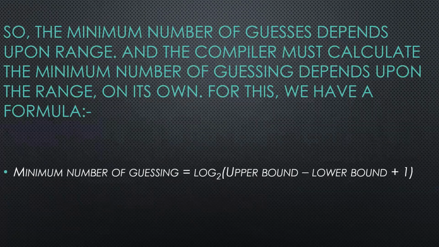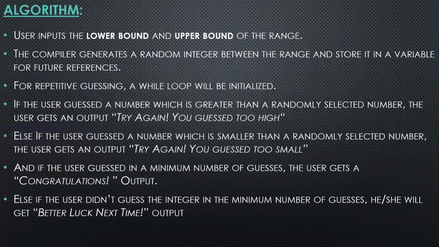So the minimum number of guesses depends upon the range, and the compiler must calculate the minimum number of guesses on its own. For this, we have a formula: minimum number of guesses is equal to log of (upper boundary minus lower boundary plus 1). It will give us the minimum number of guesses.